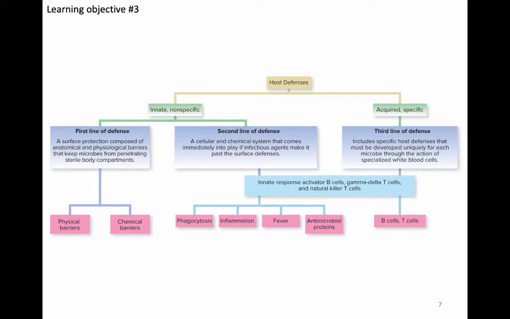If a microbe is able to penetrate the first line of defense and enter the host, so it gets past these physical and chemical barriers, we then see activation of the second line of defense, which is still part of innate immunity. But the second line of defense will be a response to the microbes inside the host. The second line of defense main players are phagocytes, we have inflammation and fever, and then we have the antimicrobial proteins called complement.